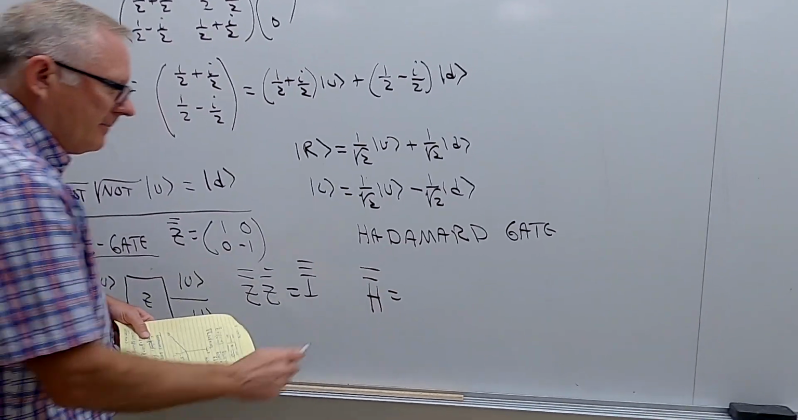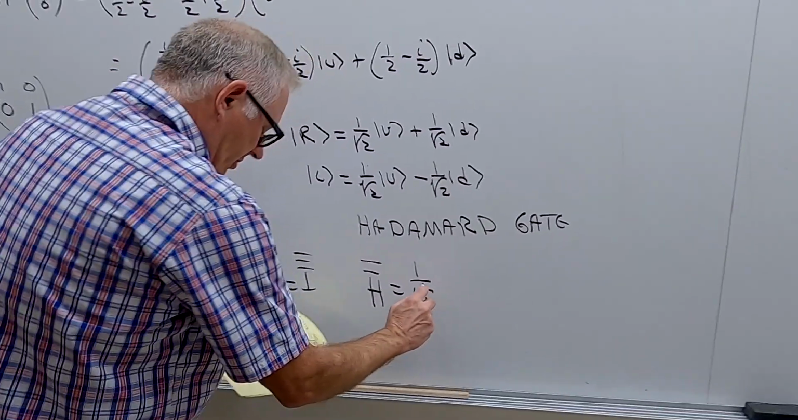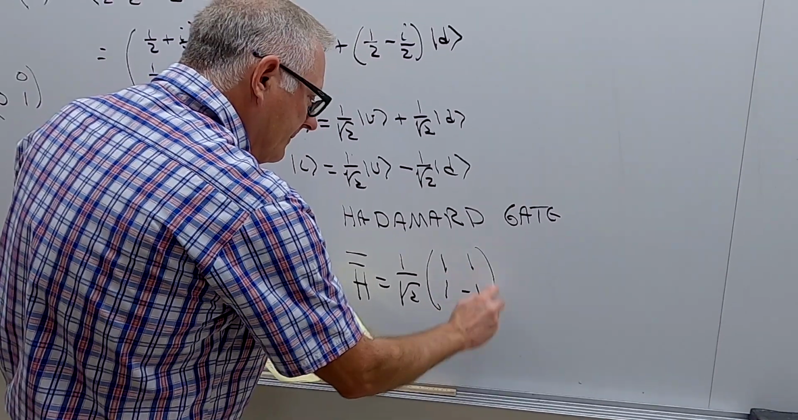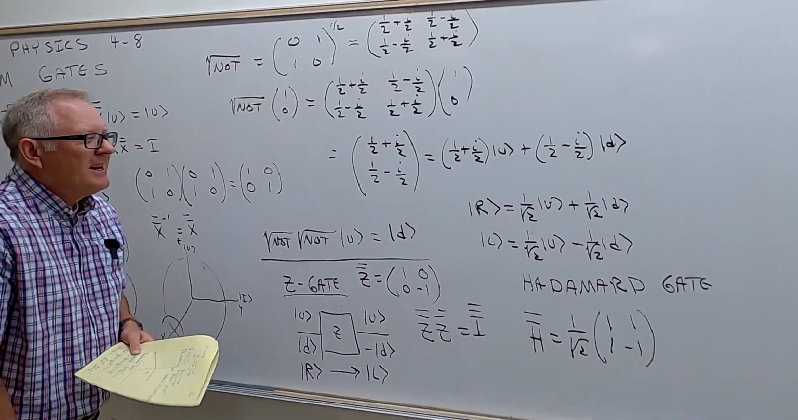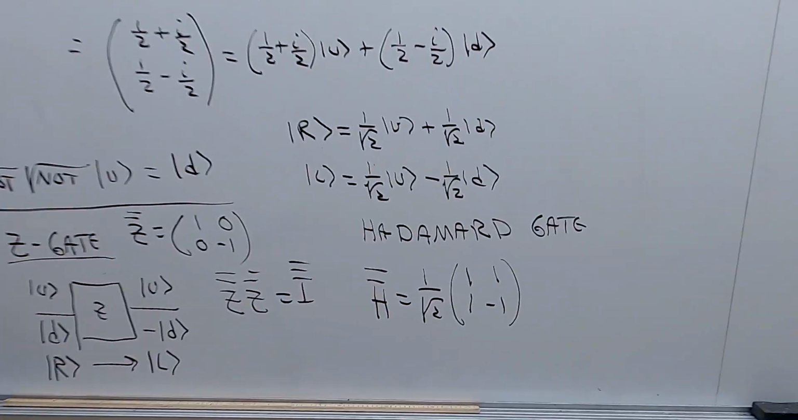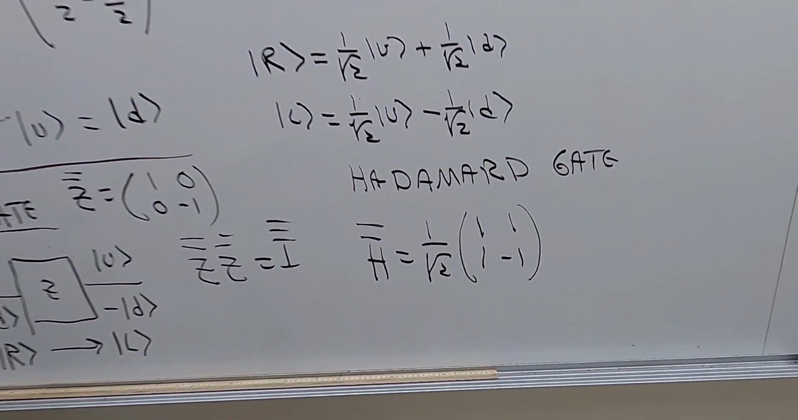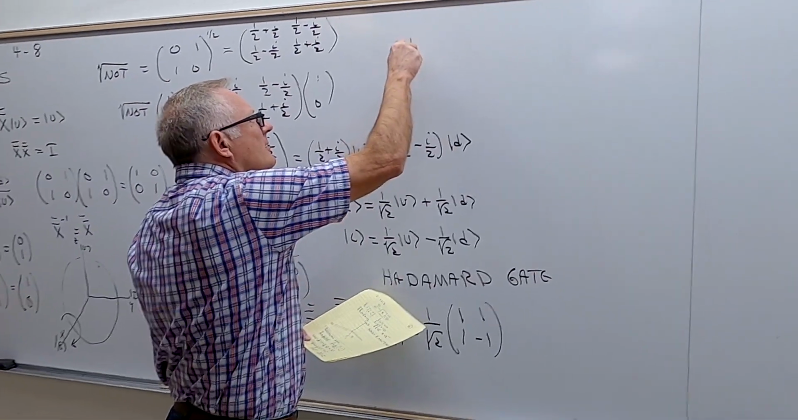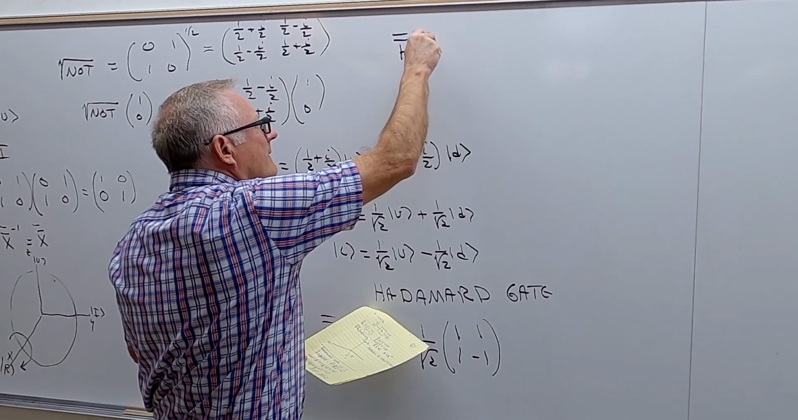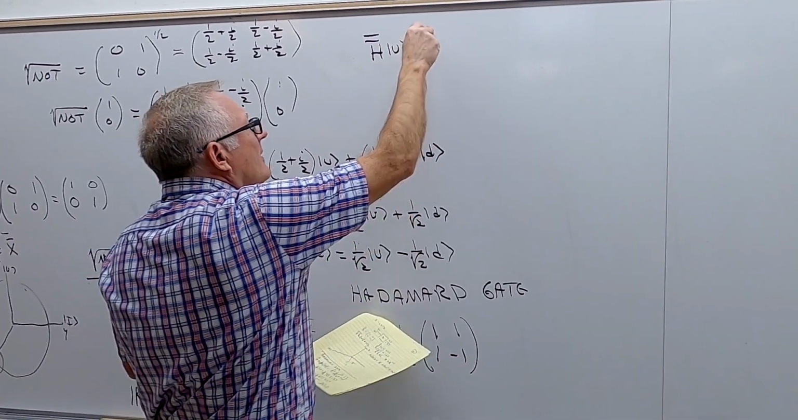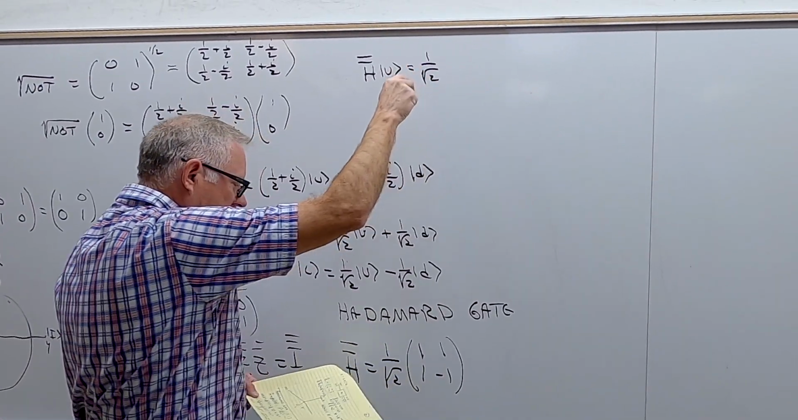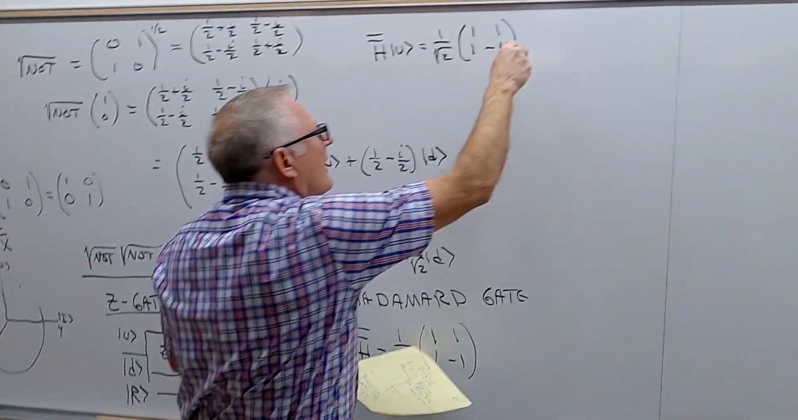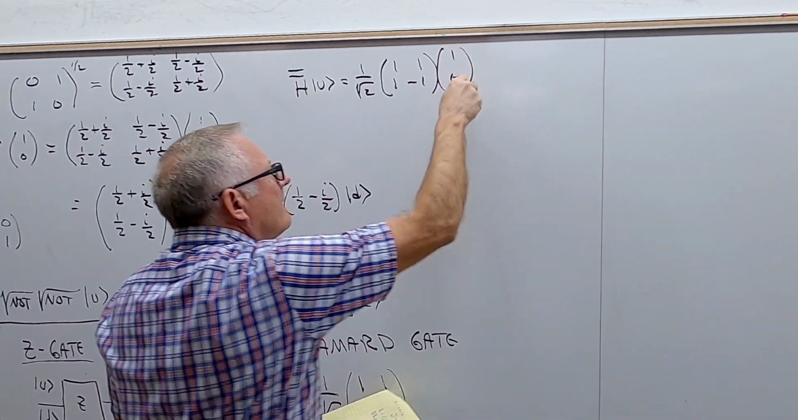And that is 1 over the square root of 2, [1, 1, 1, minus 1]. That's used more than any other gate in all the computer gates right here. What does that do on an up state? That is, what is H on the up state? Well, we put that in. That's 1 over the square root of 2, [1, 1, 1, minus 1] on the up state, [1, 0].